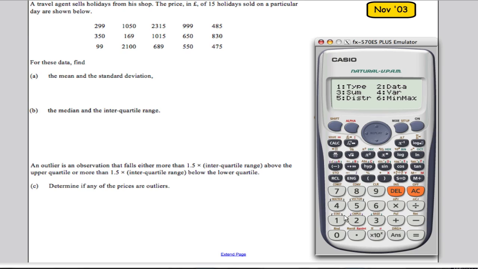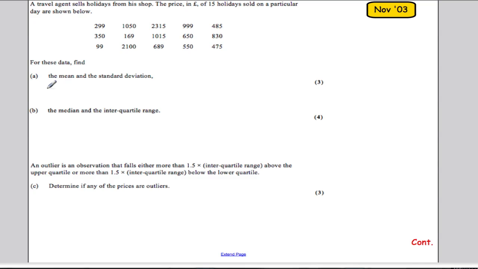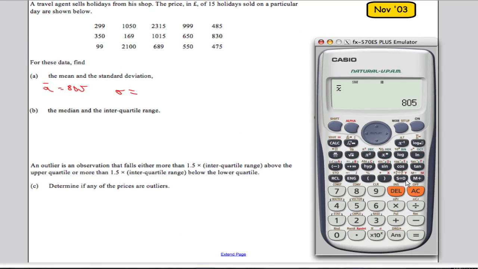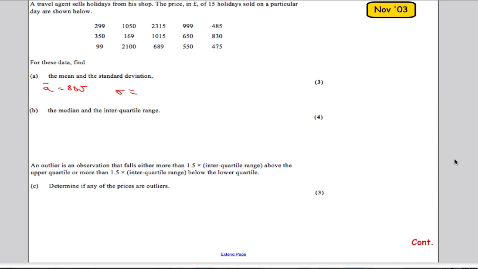So shift 1, option 4. So the mean, which is x bar, is going to be 805. And the standard deviation sigma, again we'll use the calculator to work that out. Shift 1, option 4, and hit option 3, which is 621 to 3 significant figures. The median and the interquartile range.